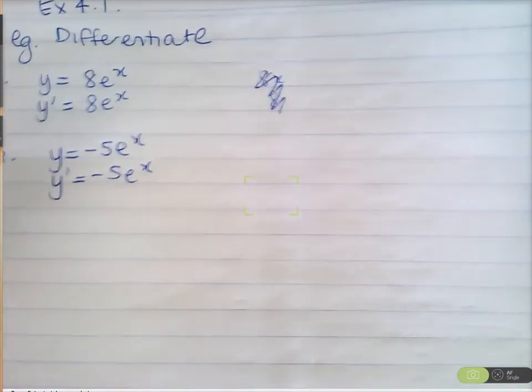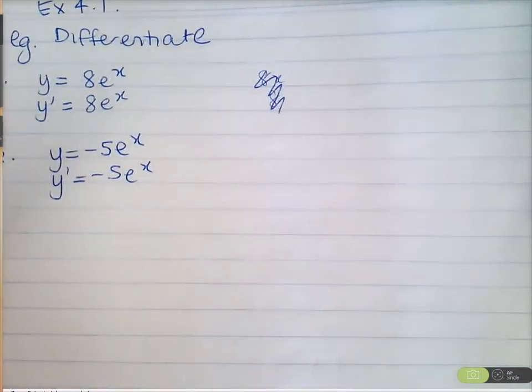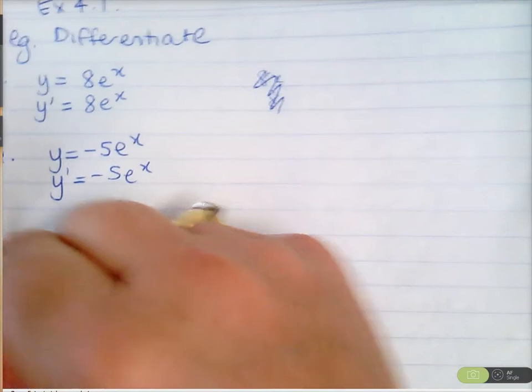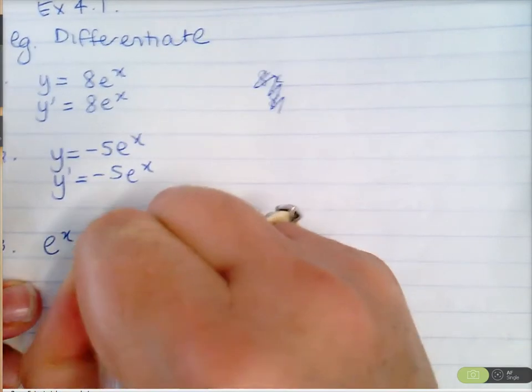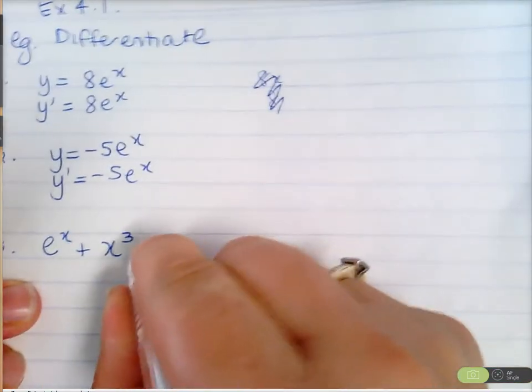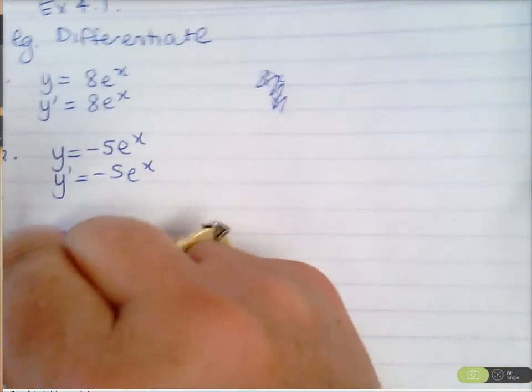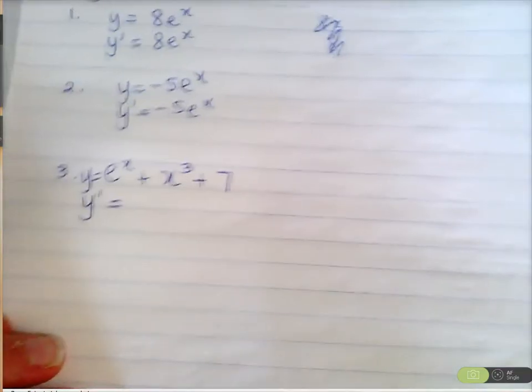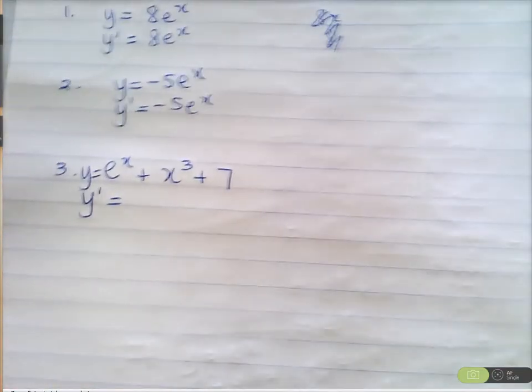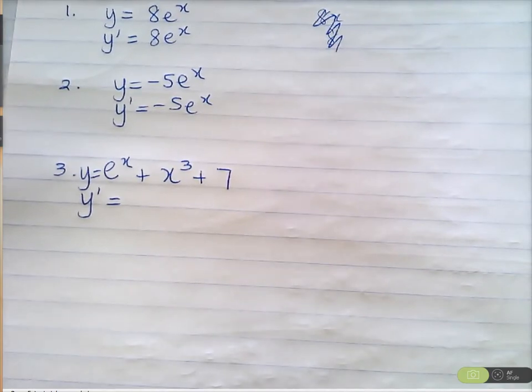And that will be your most basic type. Now we've got some others. Let's differentiate e to the x plus x cubed plus 7. What's y dash? So my function is e to the x plus x cubed plus 7. Differentiate it. What do you get?